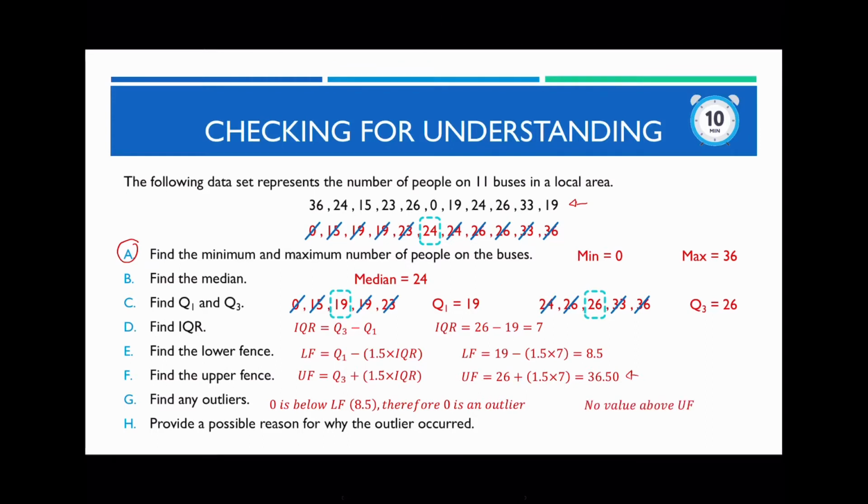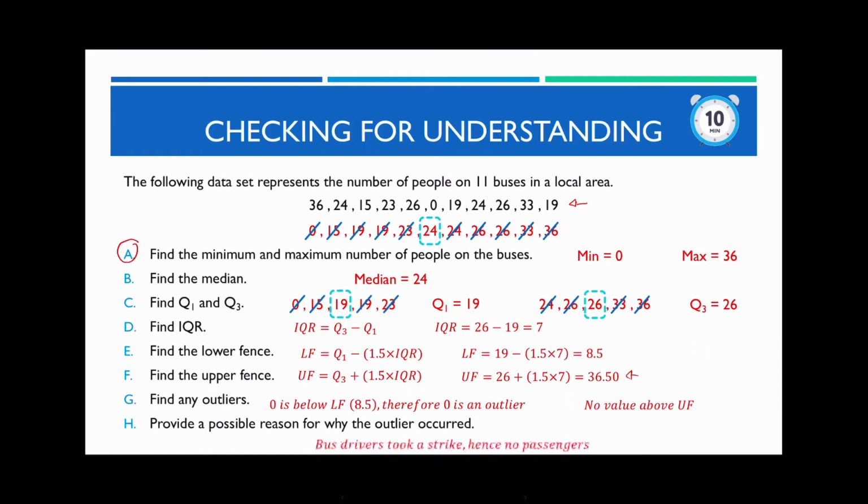And now for part H, provide a possible reason for why the outlier occurred. This is going to be an open-ended question. There are many ways to answer this, and in this case, the way I'd answer is that the bus drivers took a strike day, meaning they didn't turn up to work, and because they didn't turn up at all, that's the reason you saw no passengers at all. So this is a possible answer, but you might have another answer that might be correct.